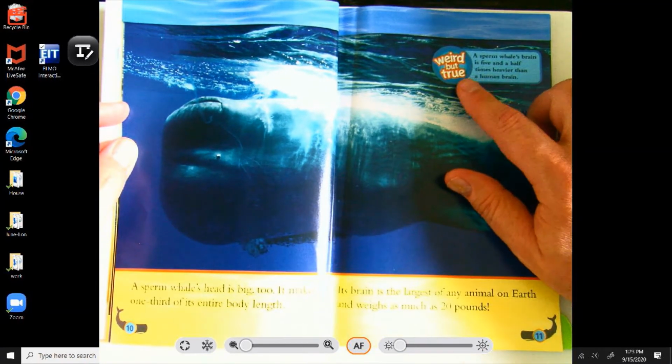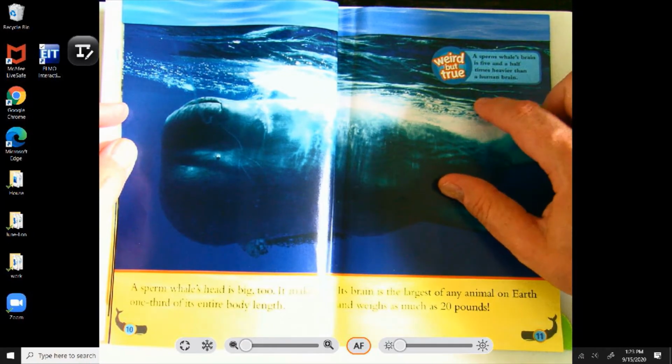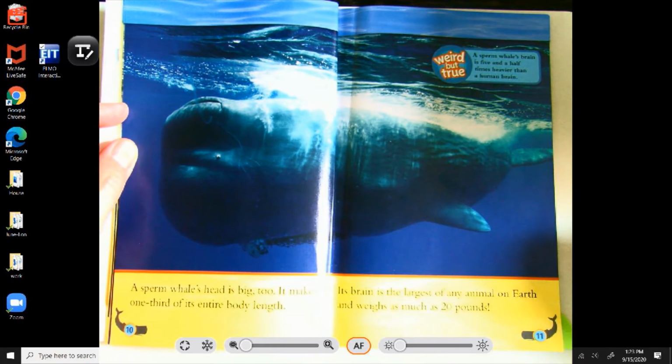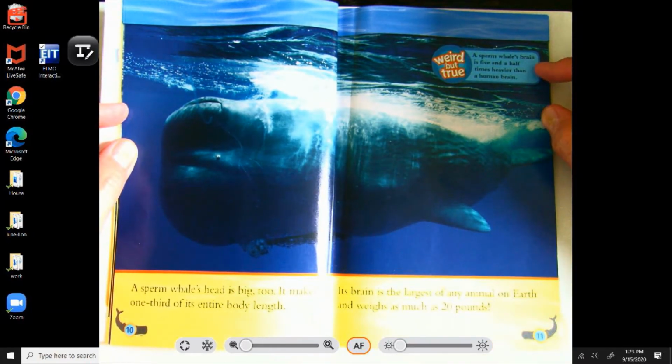Ooh, another text feature, an insert added to the page. A weird but true fact. A sperm whale's brain is 5.5 times heavier than a human brain.